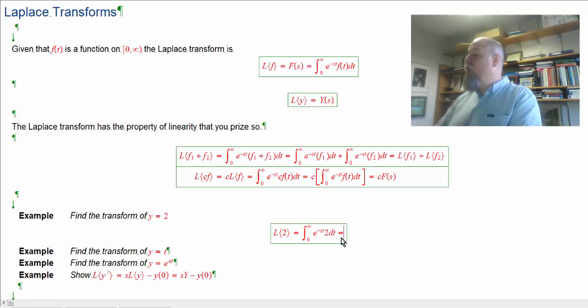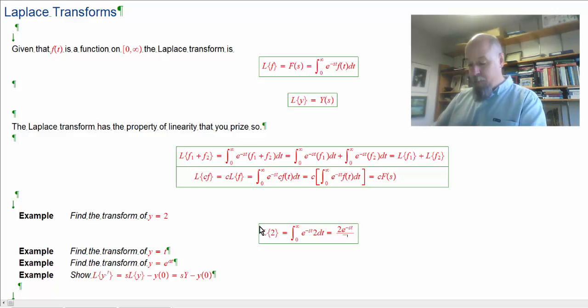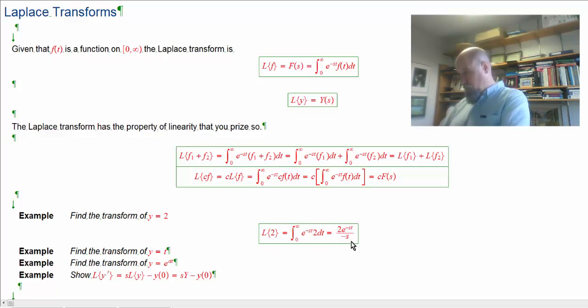Now, it's an improper integral, so we should be setting this up where we replace this infinity with an a, do all my integration, and then take the limit as a goes to infinity. For now, let's just do this in a more casual way. We're going to integrate this function with respect to t, so s is a constant.